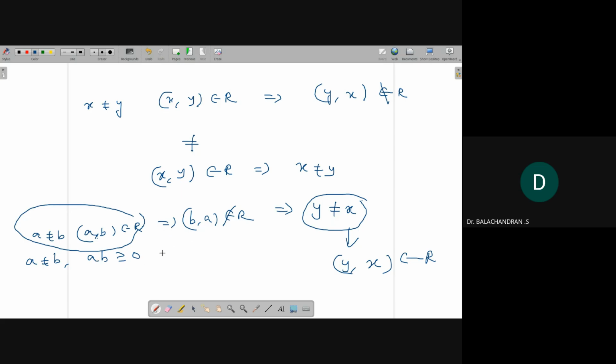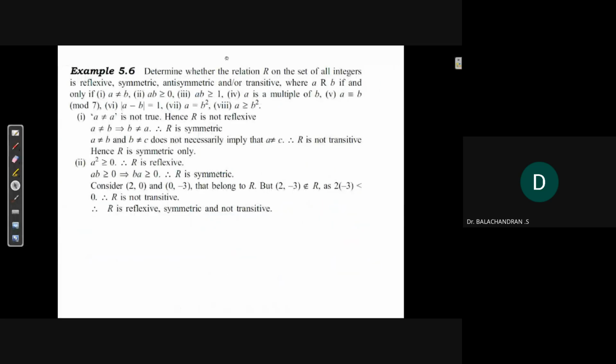But ab greater than or equal to 0 implies b into a is also greater than or equal to 0. Automatically you can say b comma a belongs to R. But I should prove it is not in R. So this relation is also not antisymmetric.